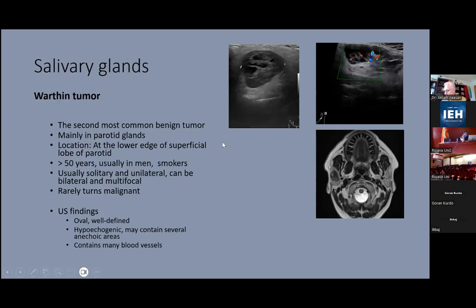In the ultrasound, these are two different patients. You can see an oval, well-defined hypoechoic region, it contains several anechoic regions, and it contains many blood vessels. This is the same lesion, you can see it in the MRI.